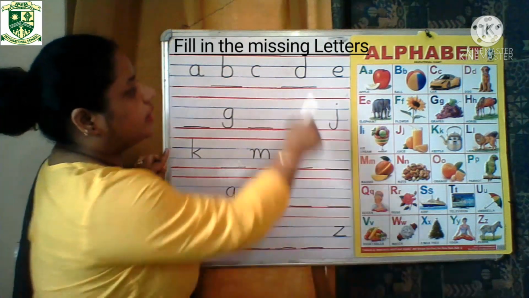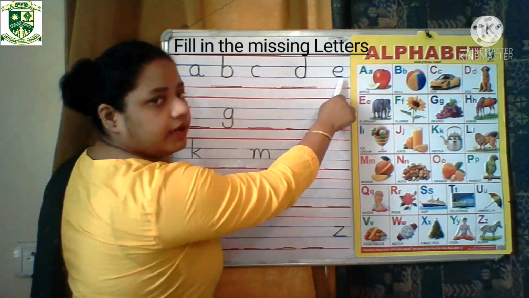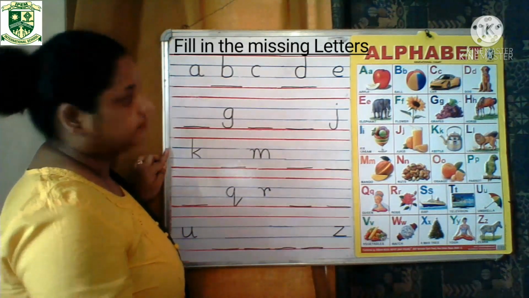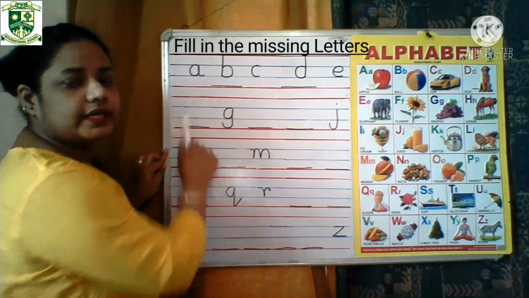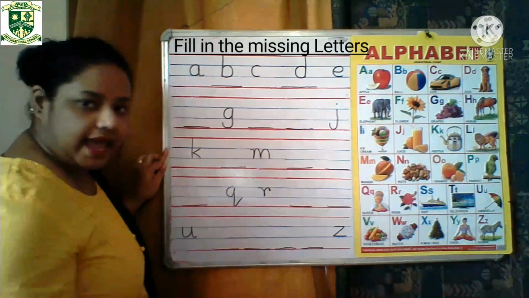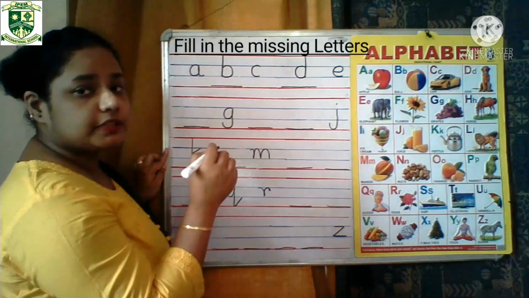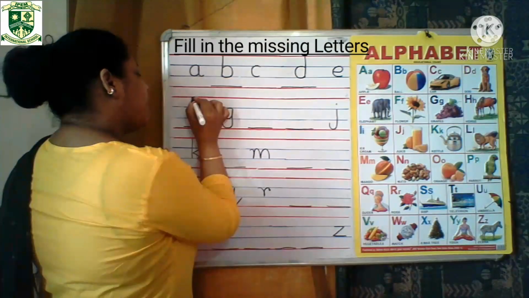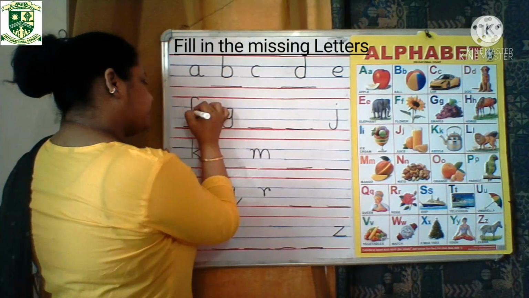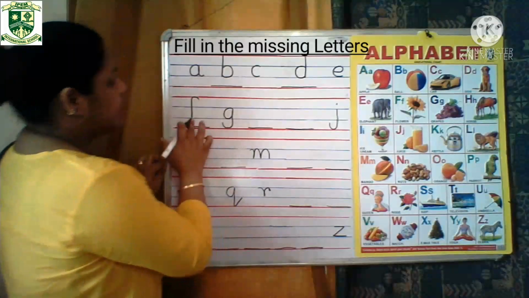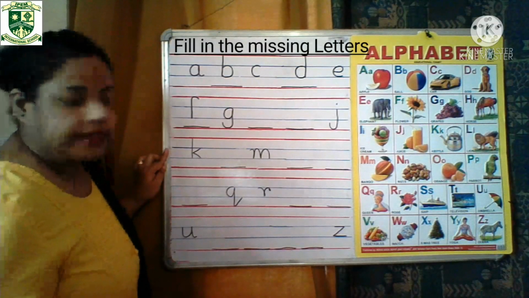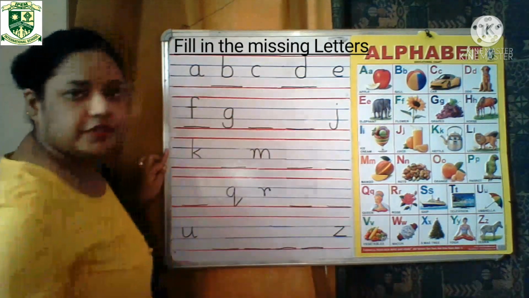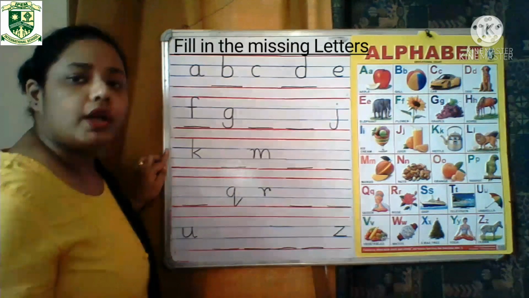Okay, now what comes after d? Small e. Okay, now tell me what comes after small e. What will come over here? Small f. Very nice. Now tell me how to make a small f. First we'll give a little curve at the top on the red line, then come straight down, make one standing line to the second blue line. Okay, and then we'll make a small cut at the first blue line. This is how we'll make small f.